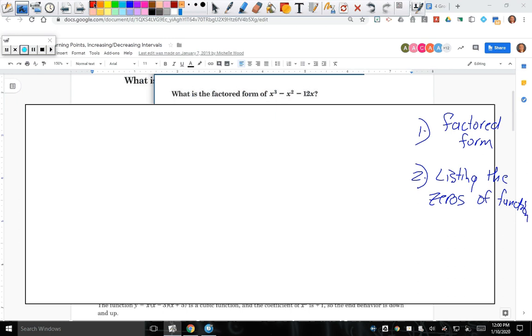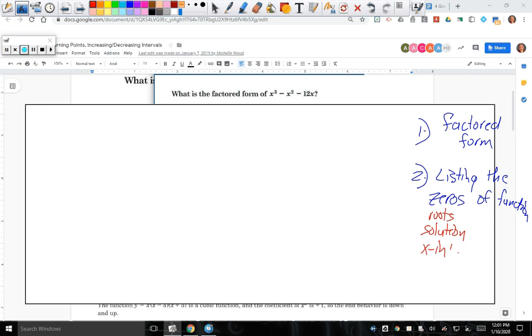Let's see who was listening last class. What are the three words that mean the same thing as zeros? Roots, solutions, and x-intercepts. So roots, nice. Solutions, and x-intercepts. You have to make sure that you understand terminology, because as we talk through these questions, you're going to have to understand what terminology they're asking me to use.